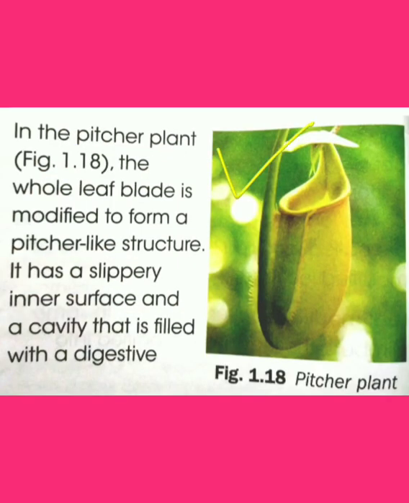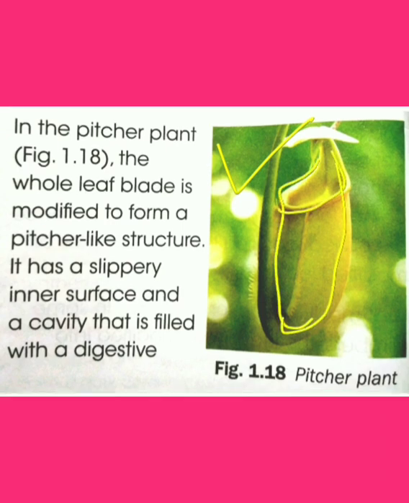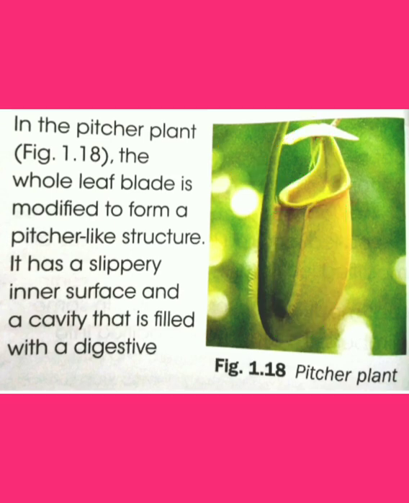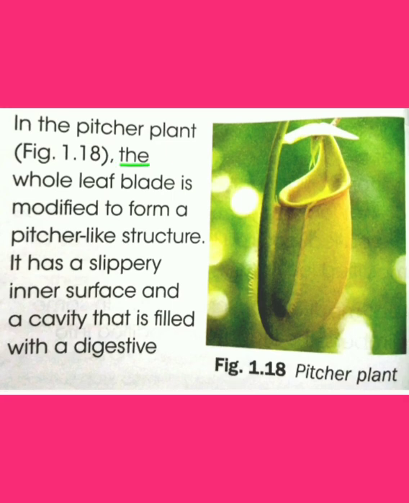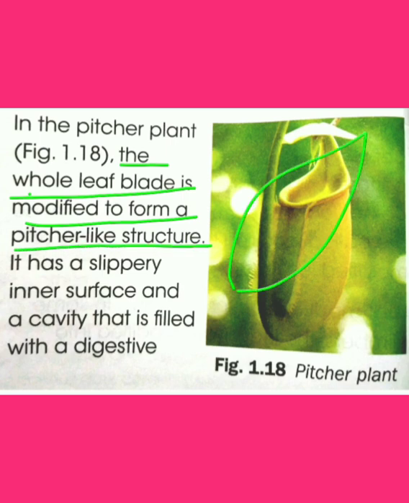Pitcher means we can say a large jar. See, it just seems like a jar. Here the whole leaf is modified into a jar-like structure. Why? For capturing insects. Here the whole leaf blade is modified to form a pitcher-like structure. We know this is the leaf blade, this outer part. So it is just modified to form a pitcher-like structure.